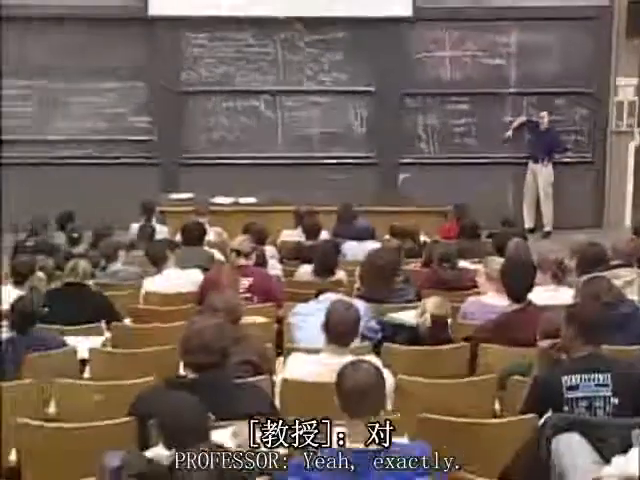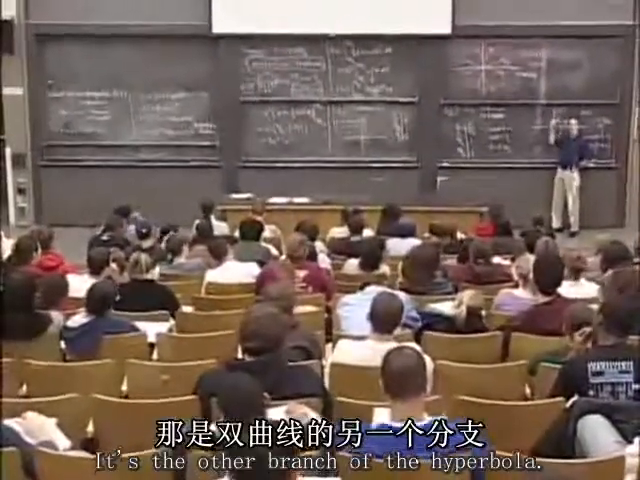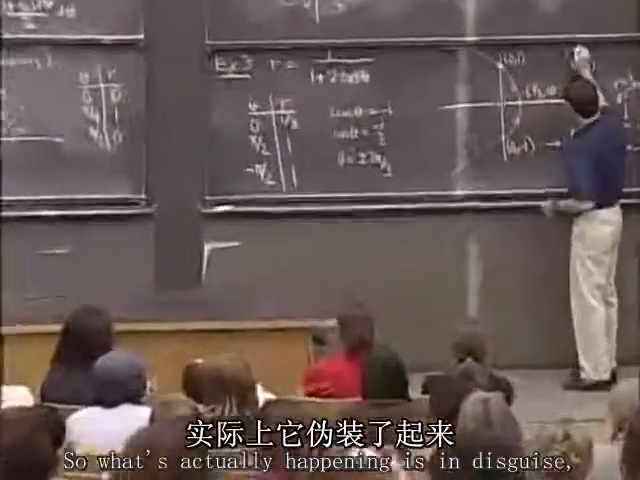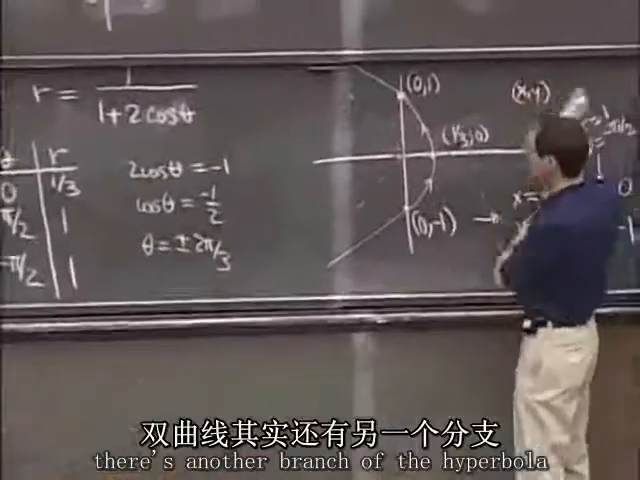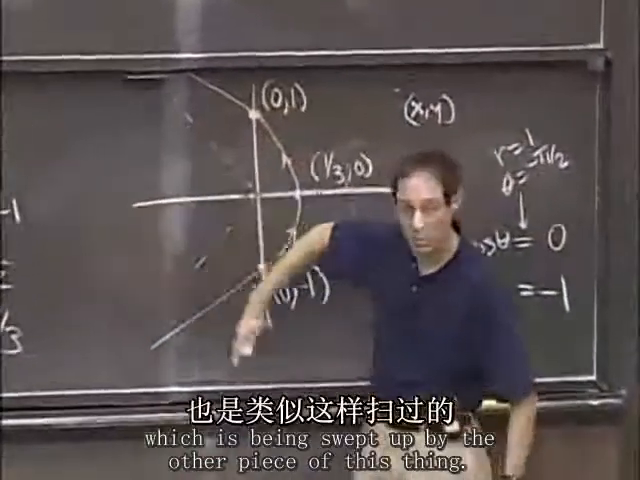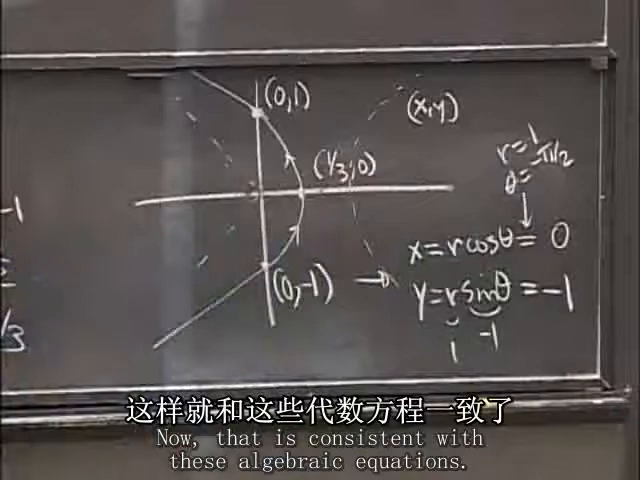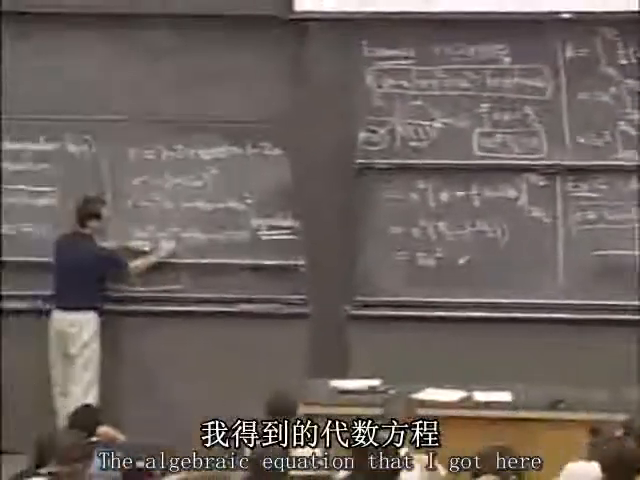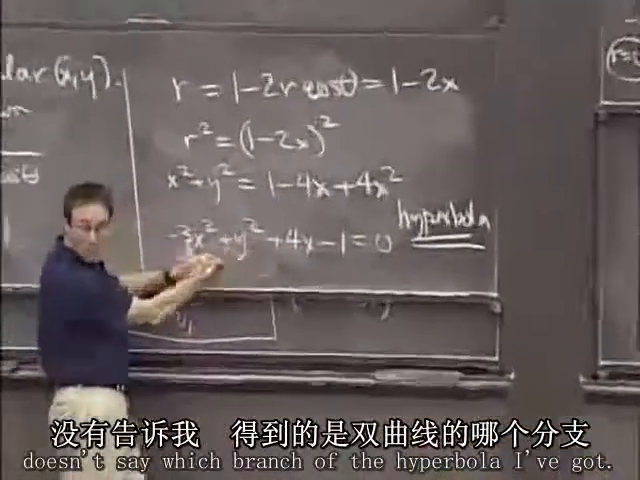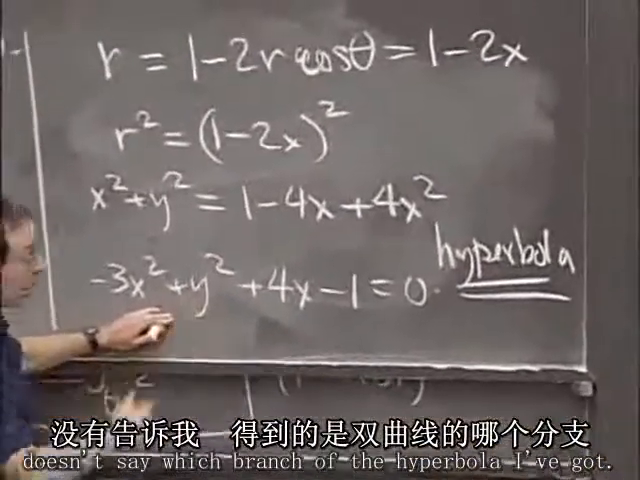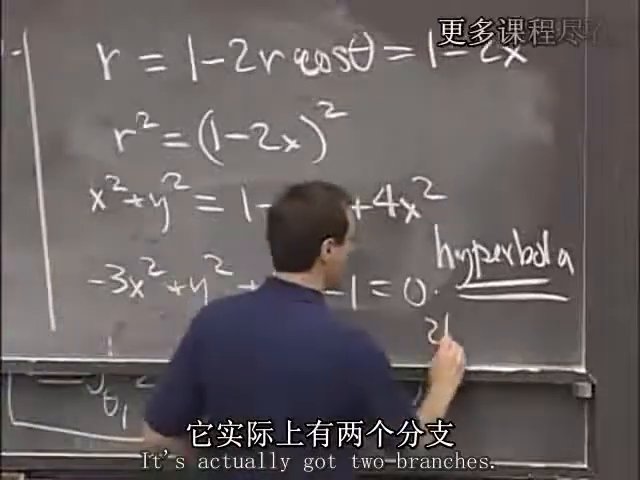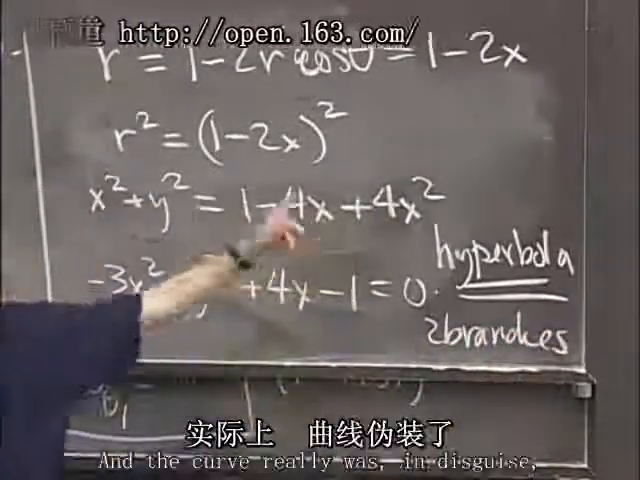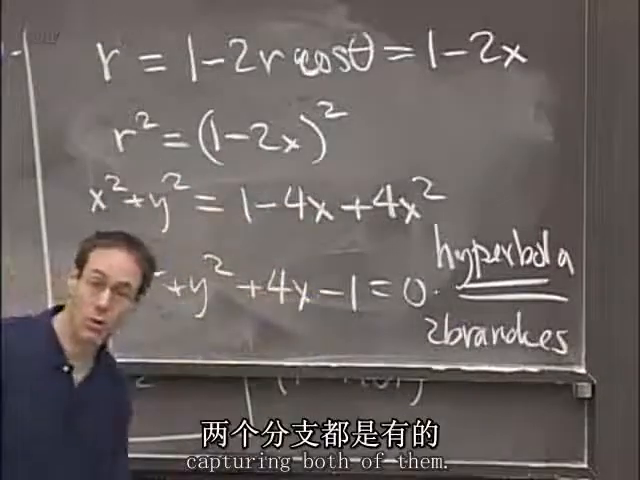Yeah, exactly. Good answer. It's the other branch of the hyperbola. So what's actually happening is, in disguise, there's another branch of the hyperbola which is being swept out by the other piece of this thing. Now that is consistent with these algebraic equations. The algebraic equation that I got here doesn't say which branch of the hyperbola I've got. It's actually got two branches. And the curve really was, in disguise, capturing both of them.